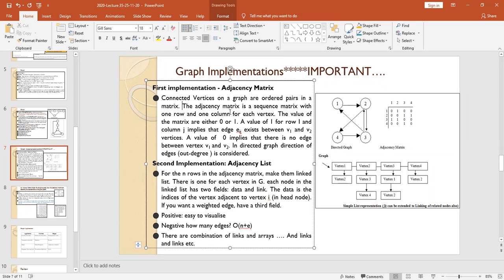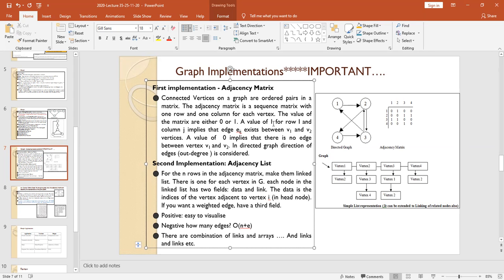Now you see that the adjacency matrix is a square matrix with one row and one column for each vertex. Here we have 4 vertices, so 4 rows and 4 columns. All the rows and columns represent the nodes only. Vertices are represented in both rows as well as columns. The values of the matrix are either 0 or 1.